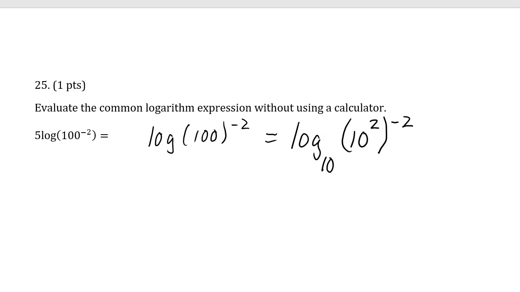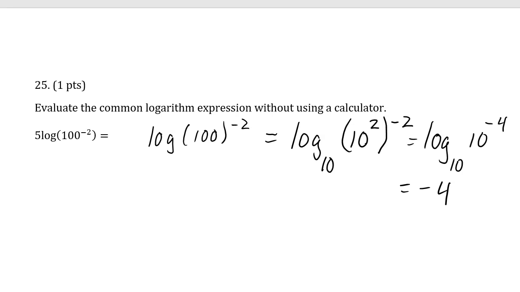Since I have one base there and 2 powers on the answer part, I multiply the powers, and this gives me log base 10 of 10 to the negative 4. This gives me a value of negative 4. You may have noticed that I wrote the base even though I didn't need to. That just emphasizes that the base and the answer part are powers of the same number, 10.